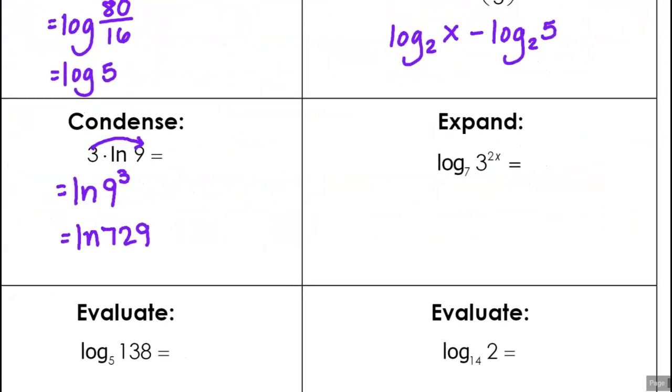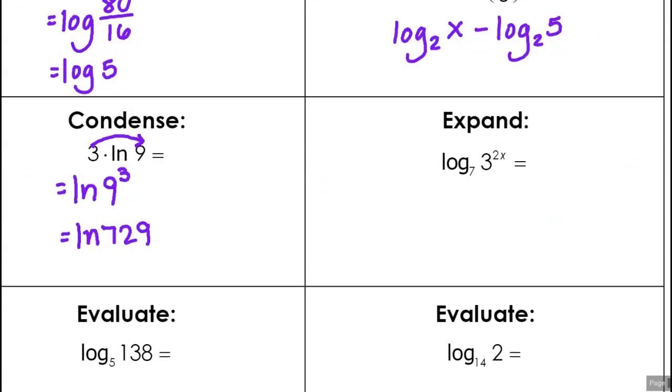Okay. So now let's expand it. Right now we have a log and an argument. It wants us to expand this as much as we can. The only way we can expand it is by taking the exponent and making it the coefficient.